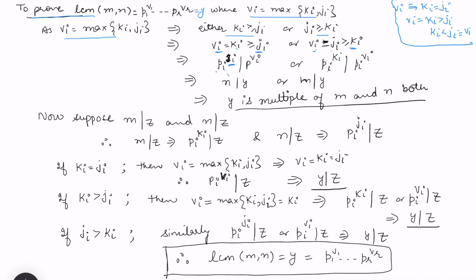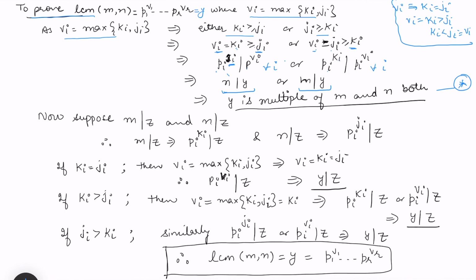Now this expression holds for every i. So when it holds for every i, it holds for its multiples. So we get n divides y, and here we get m divides y. So this means y is a multiple of both. So this holds, star. Now if we can show that for any other multiple, that proves the definition for LCM. Now suppose that we take any other multiple z.